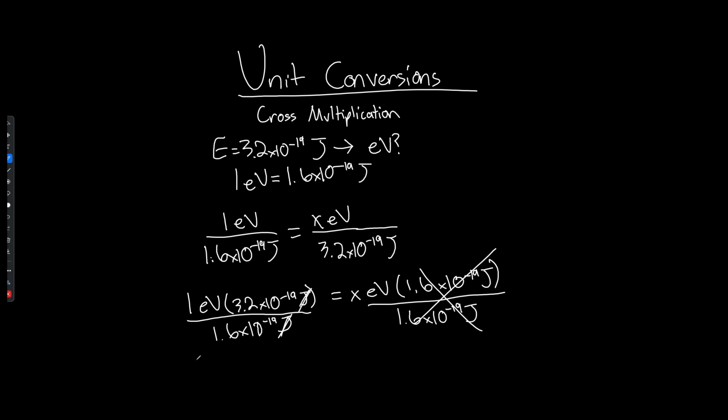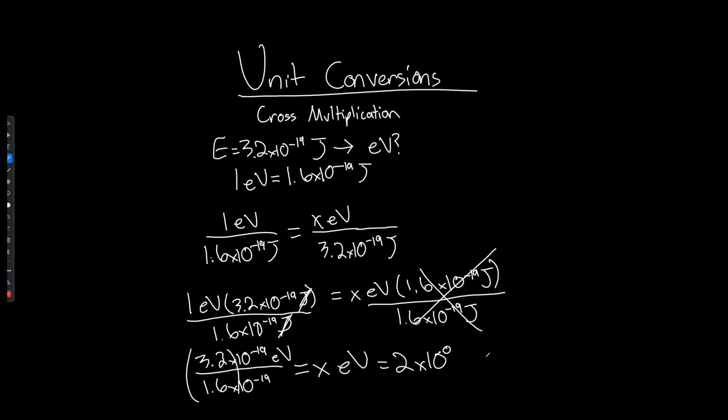So we're basically going to end up with 3.2 times 10 to the negative 19th divided by 1.6 times 10 to the negative 19th. We're left with electron volts at this point, equal to an X number of electron volts. Simplifying this is just going to simplify to 2. And 10 to the negative 19th divided by 10 to the negative 19th is just going to give us 10 to the 0th power. If you know exponent rules, if we're dividing, we subtract the exponents. So negative 19 minus negative 19 is going to give us 0. And this is just equal to 2 electron volts.